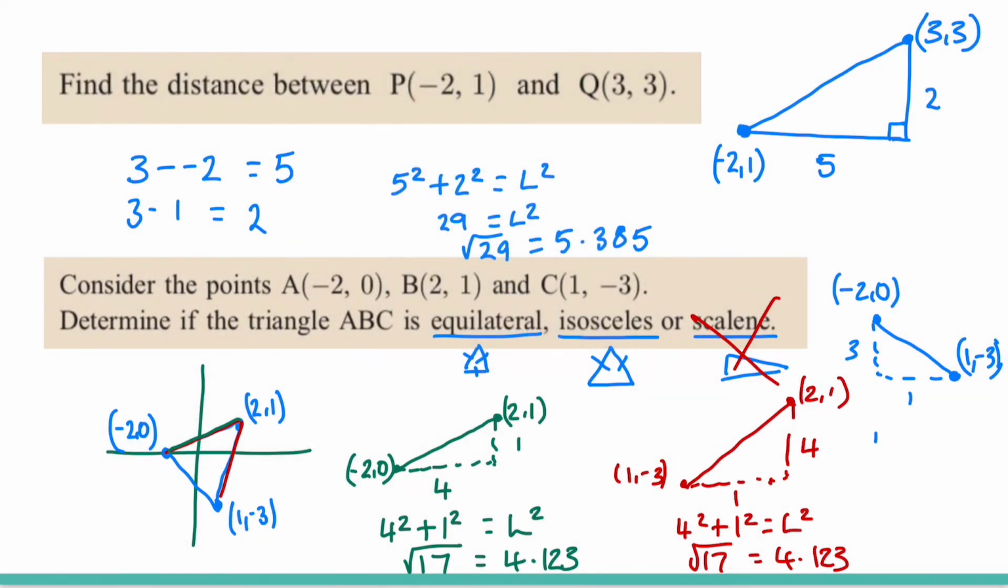So now I can find the length of that line. So I have 1 squared plus 3 squared equals the length of the line squared. So that gives me 1 plus 9. And then I need to square root that answer. So it's the square root of 10. And that gives me 3.16 or 3.162. So we can see that 2 of the lines are the same length and 1 is different, and therefore it is an isosceles triangle.